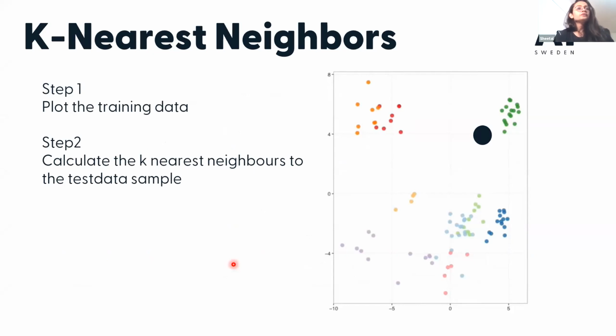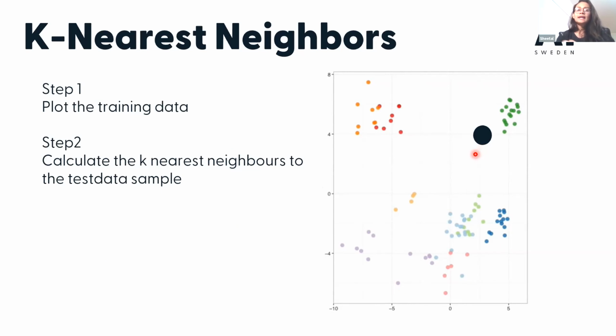So let's talk about a very basic classification algorithm called k nearest neighbors. So let's say k is 1, then it is 1 nearest neighbor. So how this works is, we have some training data plotted here, and let's say we have a test data sample coming in, and then we have to figure out which class this data sample belongs to.